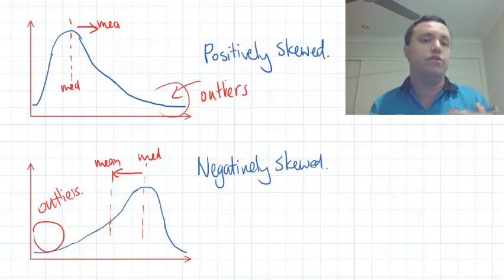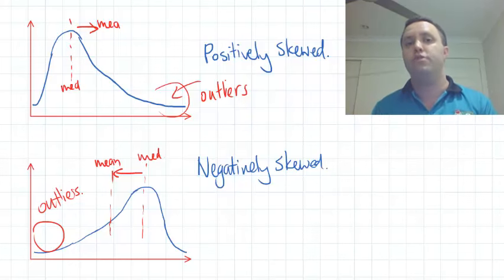But it is good for you to be able to start to talk about the shape of the data and whether or not there are particularly high values or particularly low values and what that might do to the data.